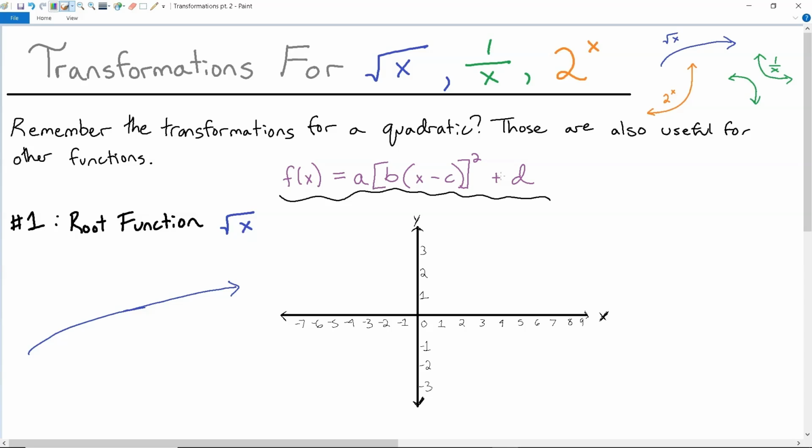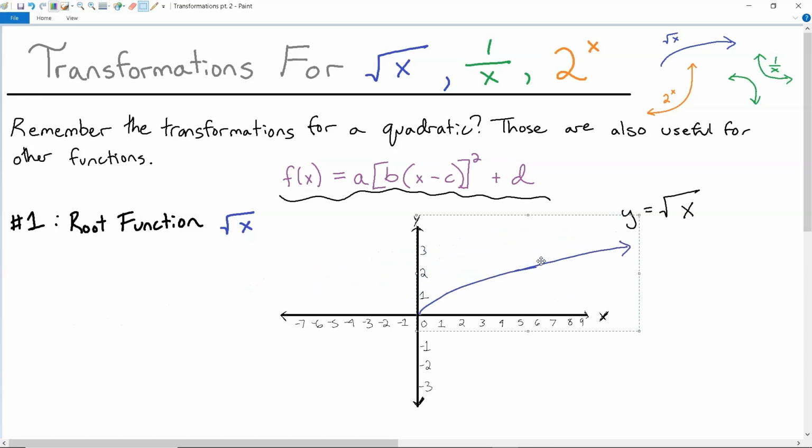This video is going to move into how we can apply those transformations onto different kinds of parent functions. Today I'm going to be covering square root functions, rational functions, as well as exponential functions. The first one on the list today is the root function. We could write that out like this. We're basically taking the square root of our input, which would be x. This is the generic graph for the parent function of square root x, and that's going to be placed right there.